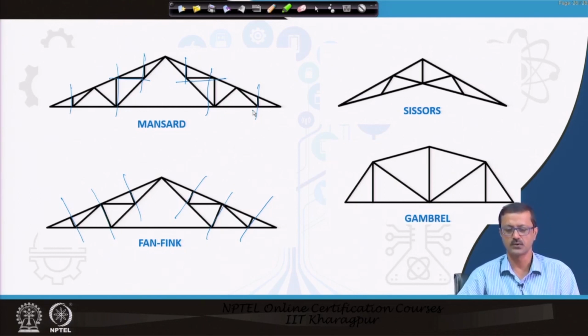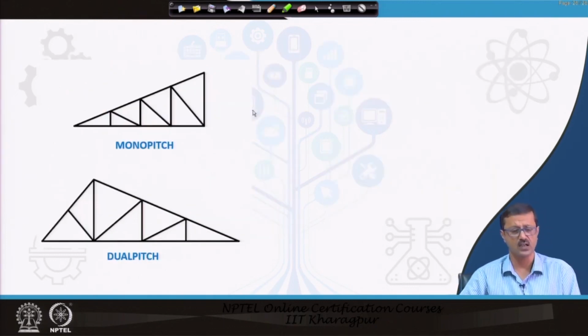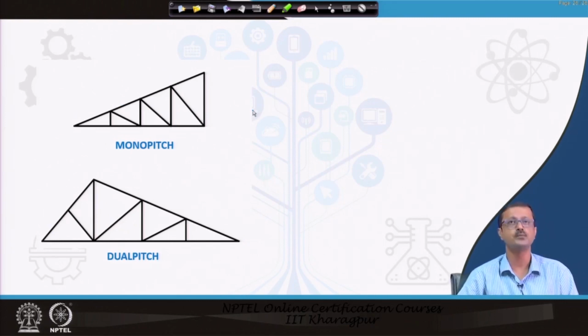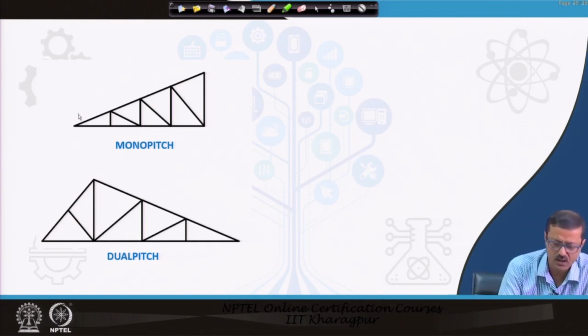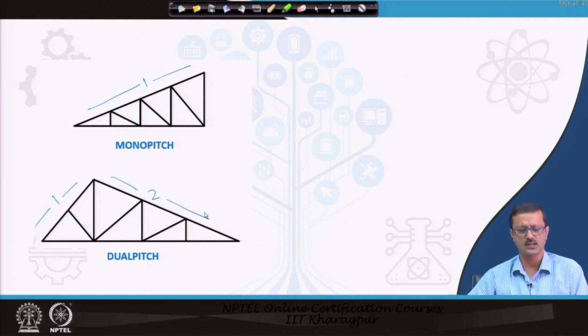So, due to the change in the geometrical pattern, the name also changes. There are other types of truss like the monopitch truss and the dual pitch truss. As you all know, the monopitch has inclination in only one direction, and here it is bidirectional. So, that is dual pitch. Both trusses are very useful mostly in industrial buildings.